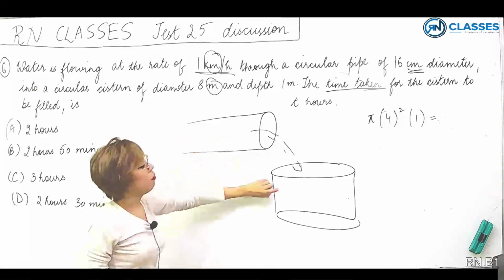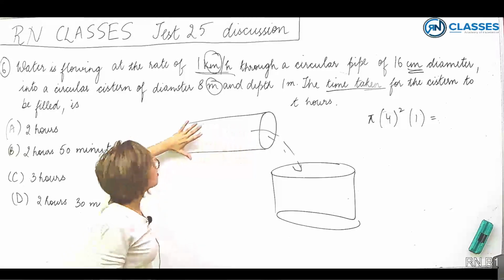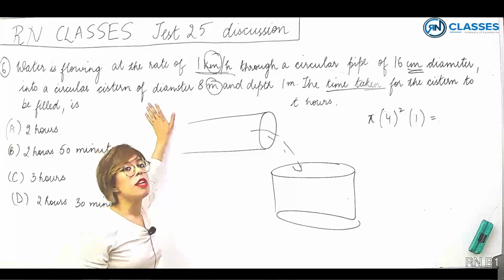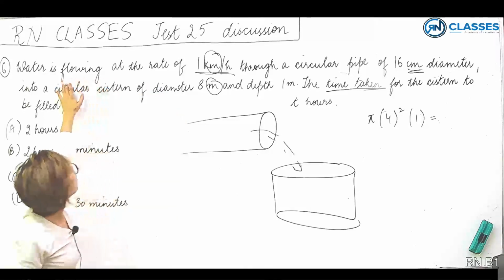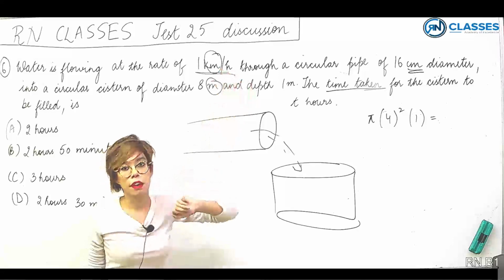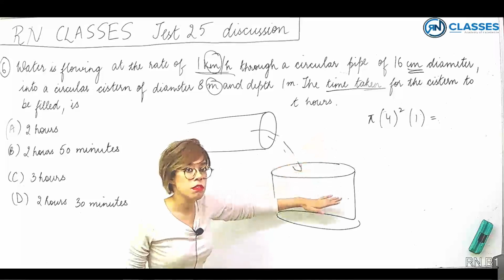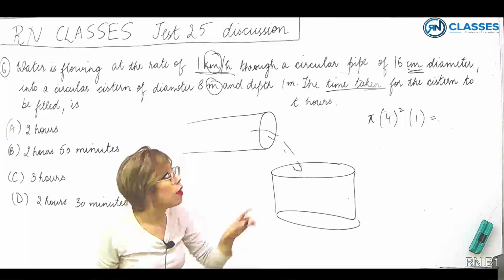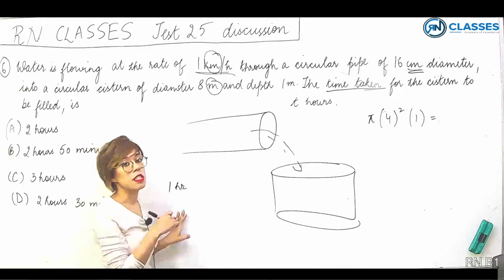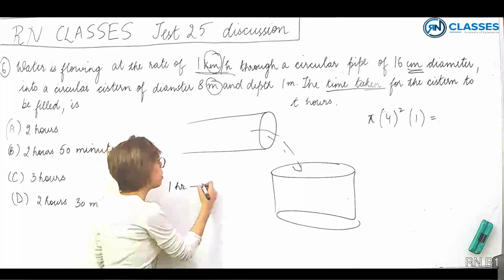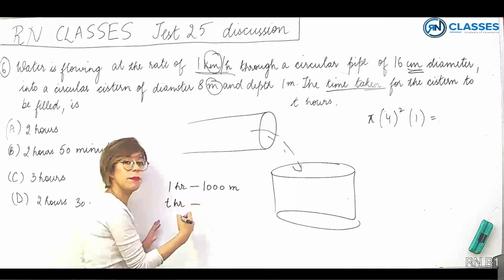So volume of water in the system will be filled up from the pipe, right? So that means I need to find out the volume of water in the pipe. Now, he says that the water is flowing at the rate of 1 kilometer per hour, right? And suppose it takes T hours to fill up the system. That means the water is flowing for T hours, right? In 1 hour, it covers how much distance? 1 kilometer, right? Which is what? 1000 meter. In T hours, how much distance will it cover?